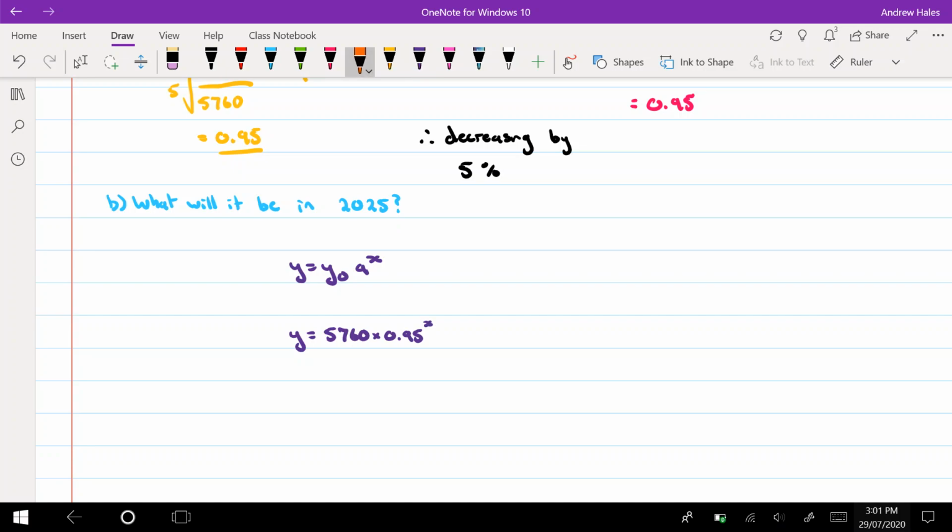Remember that this population here is for 2,000. So if it's 2,000 and we want 2025, 25 years have passed. So this now turns into 5,760 times 0.95 to the power of 25, which gives me a population of 16,000.